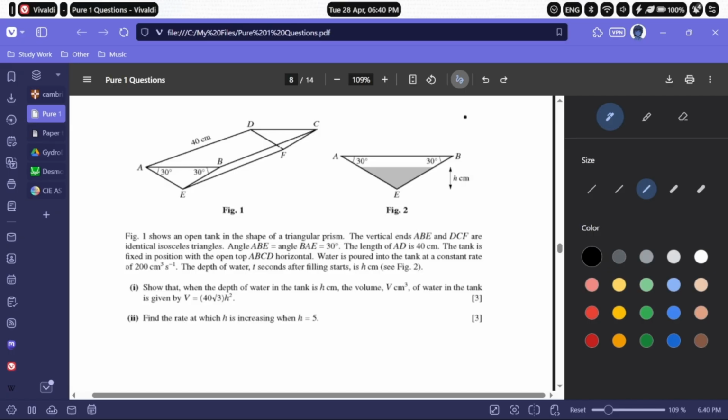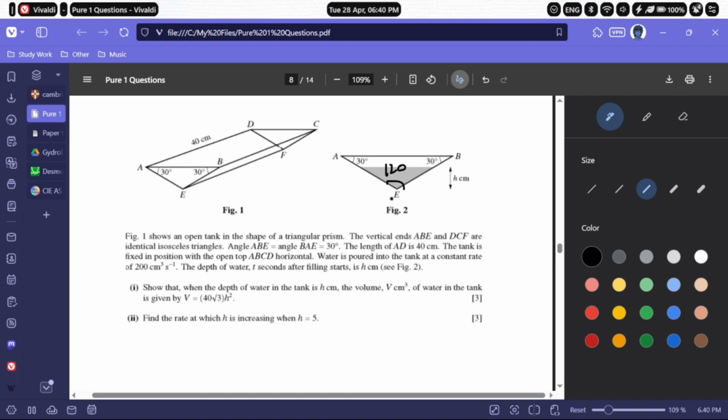So they're telling you that angle ABE is equal to angle BAE, which is 30 degrees. So that means this is an isosceles triangle, okay? Obviously, even without understanding the question, you know that this is 180 minus 60, so that's 120 degrees over here. Yes, you do have this in your syllabus because this is a rate related question. So okay, moving on. The length of AD is 40 centimeters.